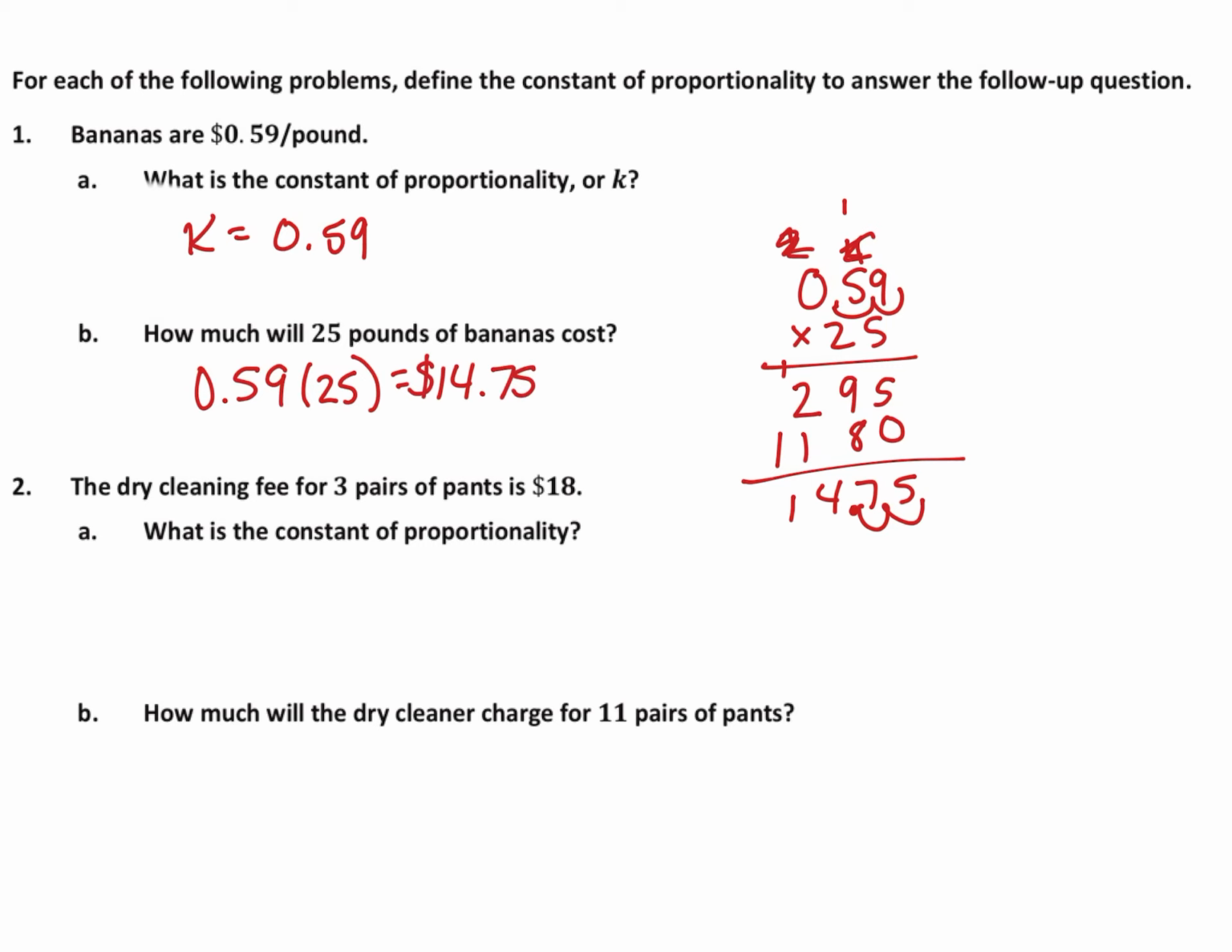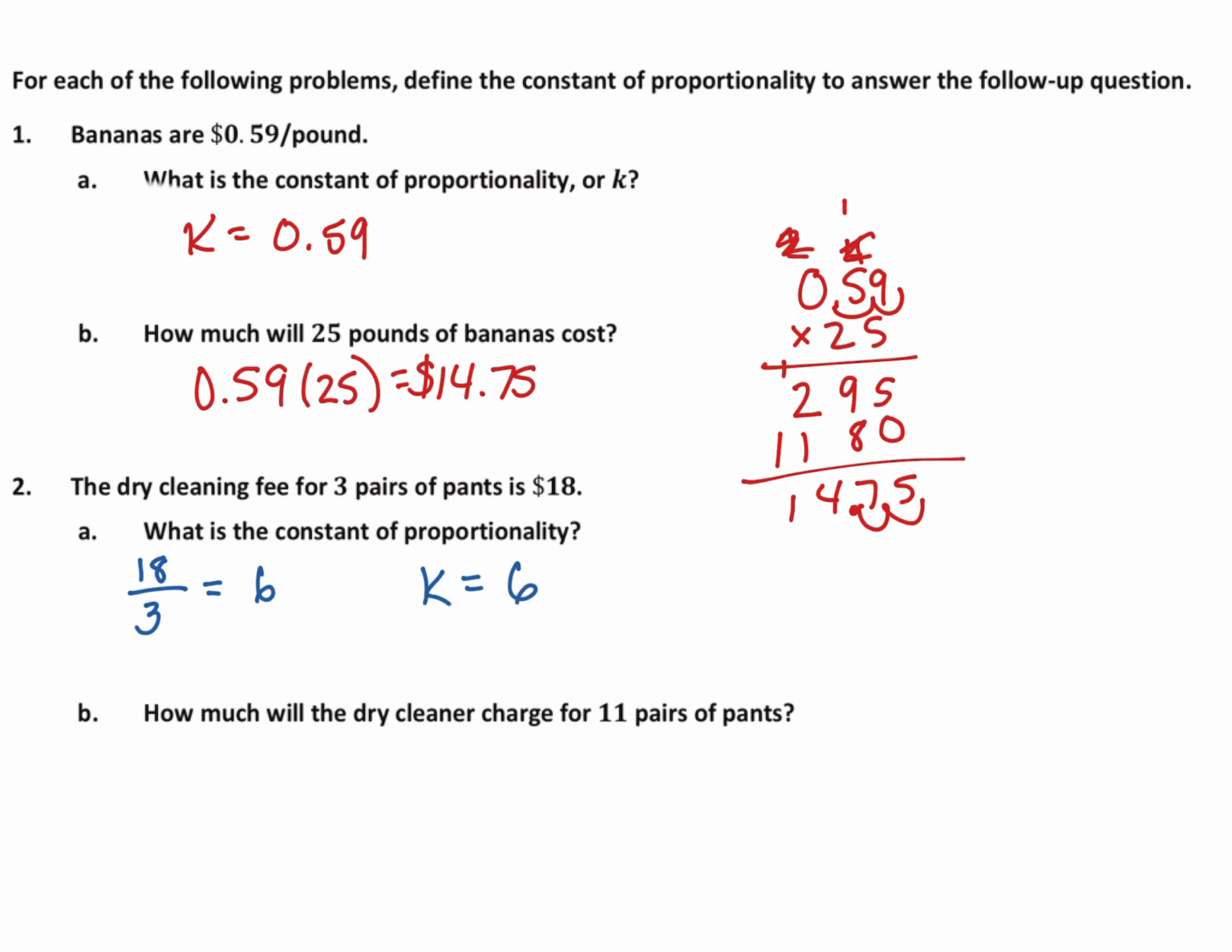Number 2, the dry cleaning fee for 3 pairs of pants is $18. What is the constant of proportionality? Remember, it's always cost per item. 18 divided by 3 is 6, so K must equal 6. And it would be dollars per pair.